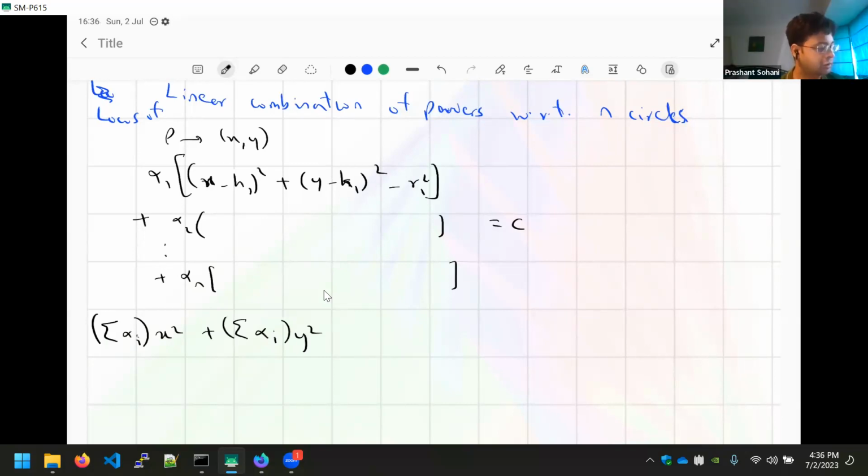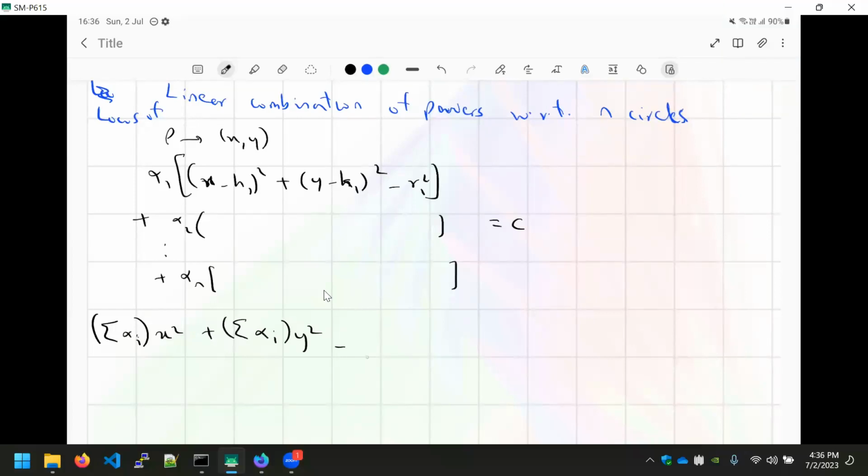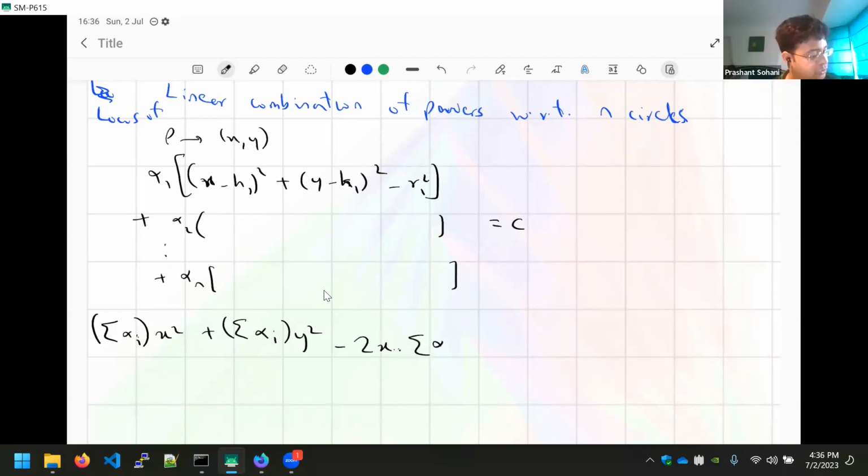Then after that, there will be some linear terms, right? What is the coefficient of x going to be? Minus 2x into alpha 1 h1 plus alpha 2 h2, yes. So again, we will write it as sigma alpha i h i. I'm being a bit lazy, you can say. Every time we write this sigma, we have to also write the range on which that index varies. So here alpha i, where i goes from 1 to n, but that range is going to be the same for all our equations. So I'm just avoiding writing it, but it is understood, right? In every case, the range is i going from 1 to n.